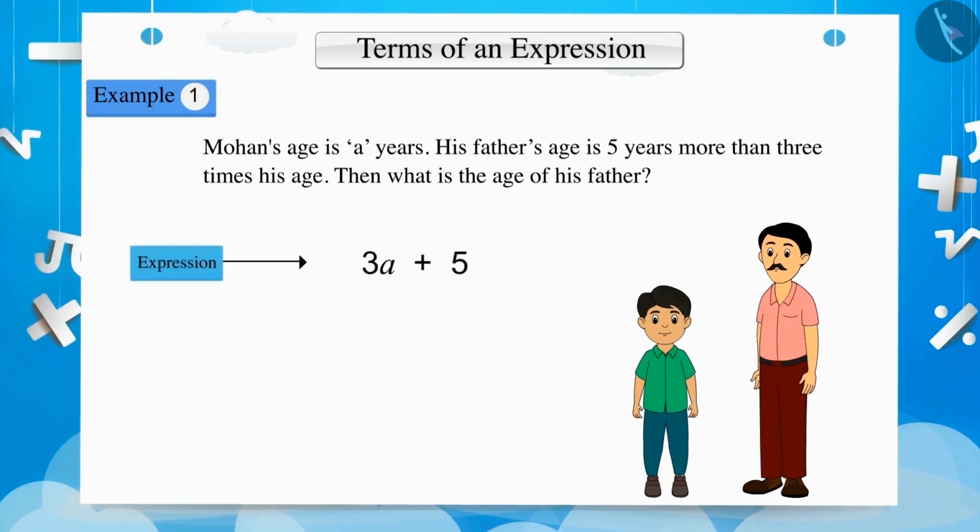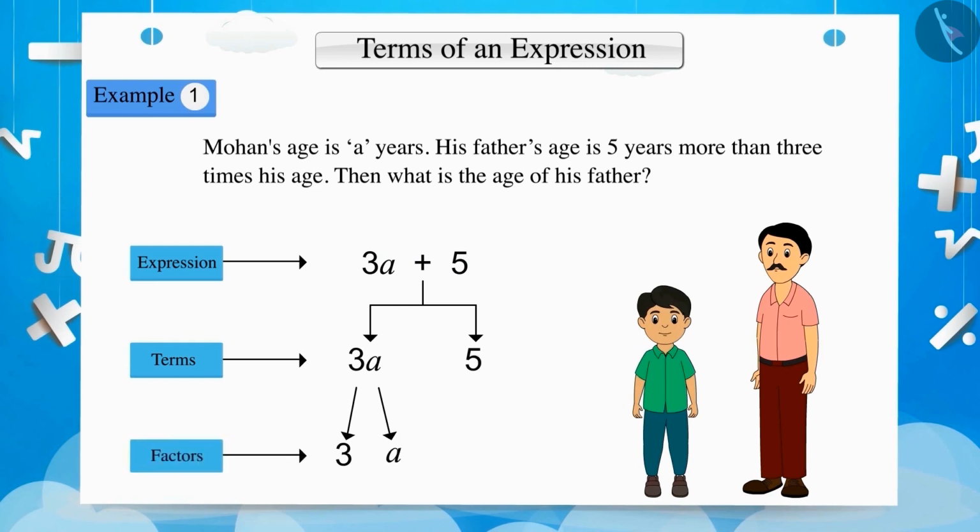If you look at this expression carefully, you will notice that it has two terms. The first term is formed by the product of 3 and A, and the second term is 5. Thus, 3 and A are the factors of the first term. Now, let's understand another example.